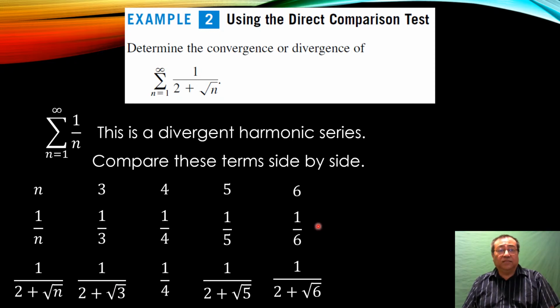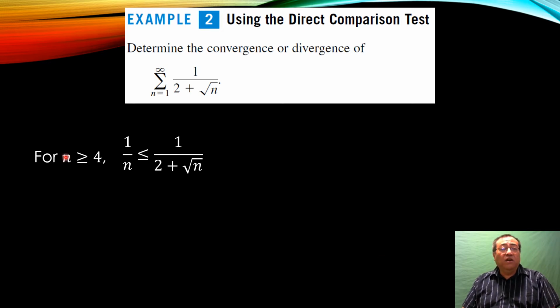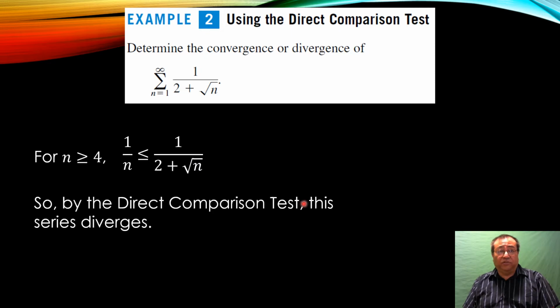All right, so 1/6 is 0.16, and this is 0.236. So what's happening here is that these terms are now bigger than 1/n. The terms for 1/(2 plus root n) are bigger than the terms for 1/n starting at n equals 5. So for n greater than or equal to 4, the series we know about, 1/n, is less than or equal to the series we're asking the question about. The smaller one diverges, so that means the bigger one diverges. So by the direct comparison test, this series diverges. But I agree, this was a royal pain just to do this. But a better test is coming.